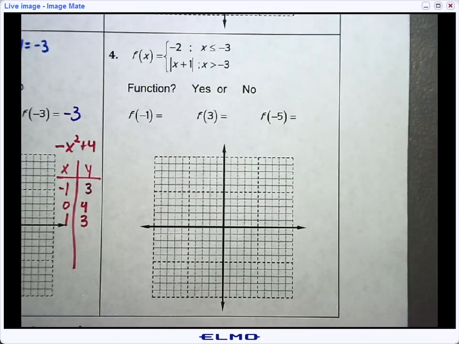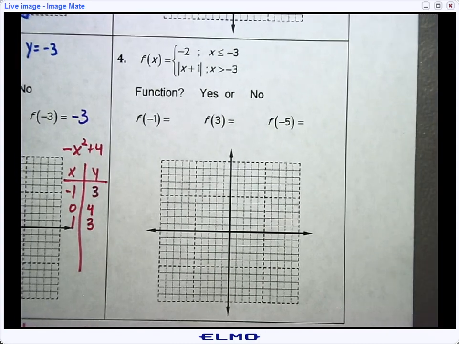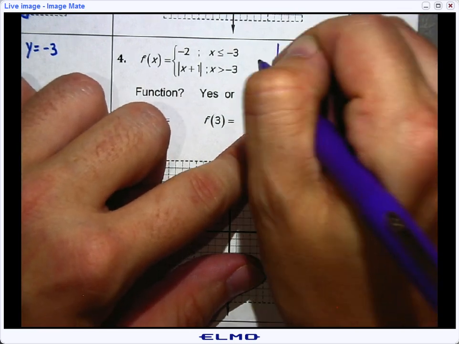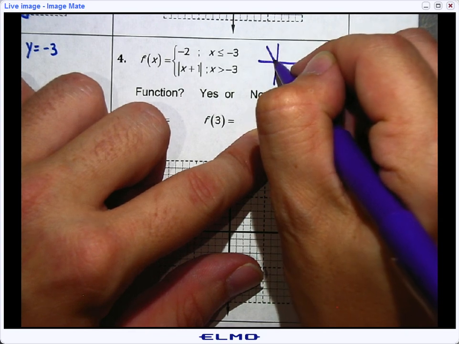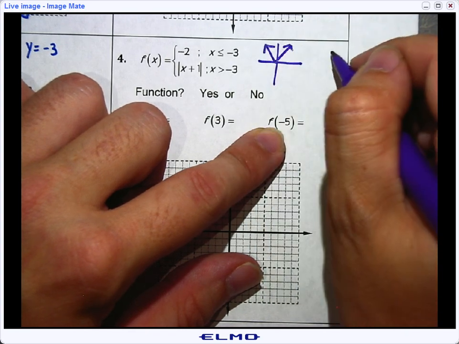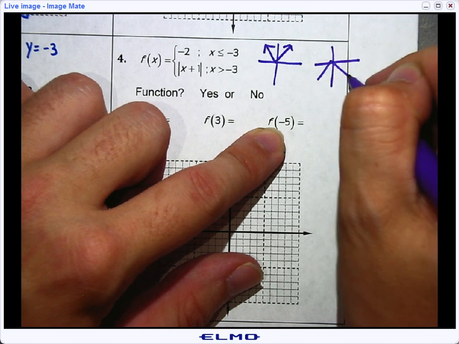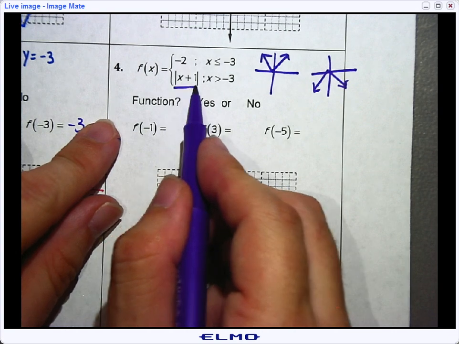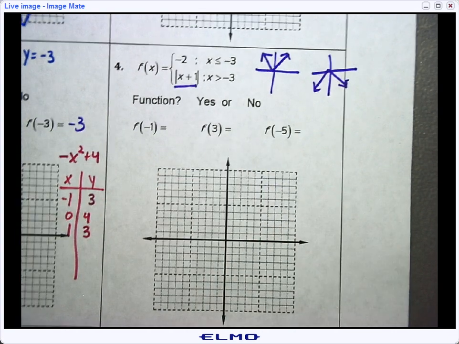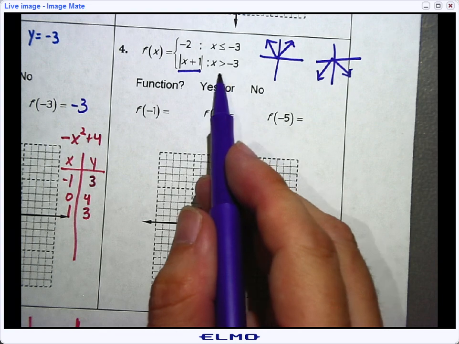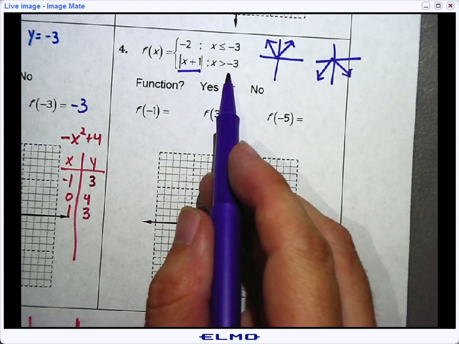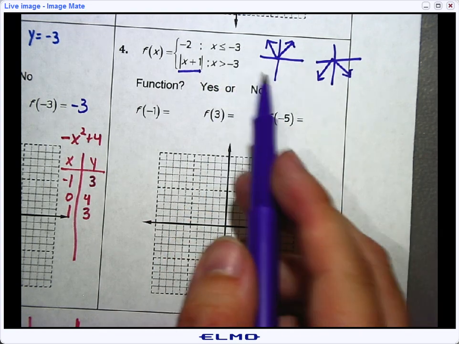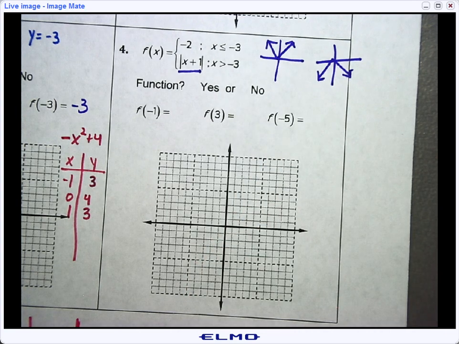All right, for number 4. Number 4, we're working with an absolute value equation. Absolute value equations basically make a V. So they look something like that, or sometimes they go the other way and look like that. Some form of a V. That's what this thing will look like on a graph, okay? Now, we're only using a part of it. This is only used if x is greater than -3. So it may not be a full V. It may be just a part of it. So we'll just have to see what it looks like when we get it on the graph.